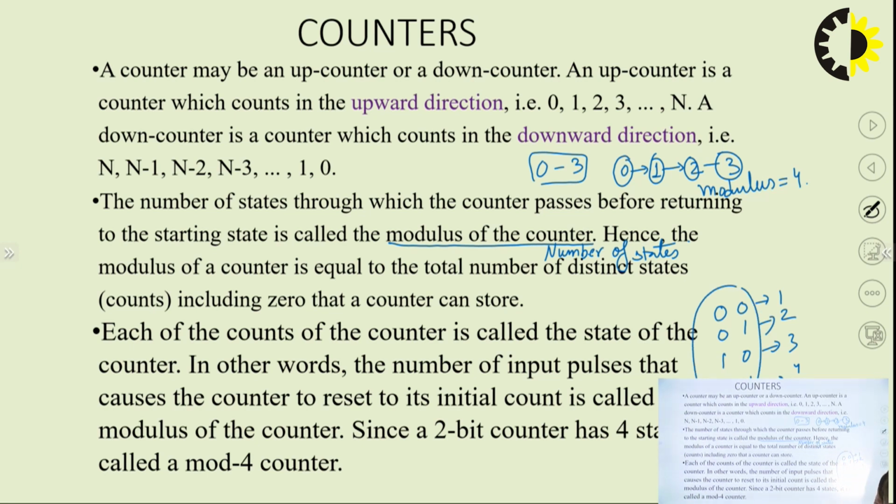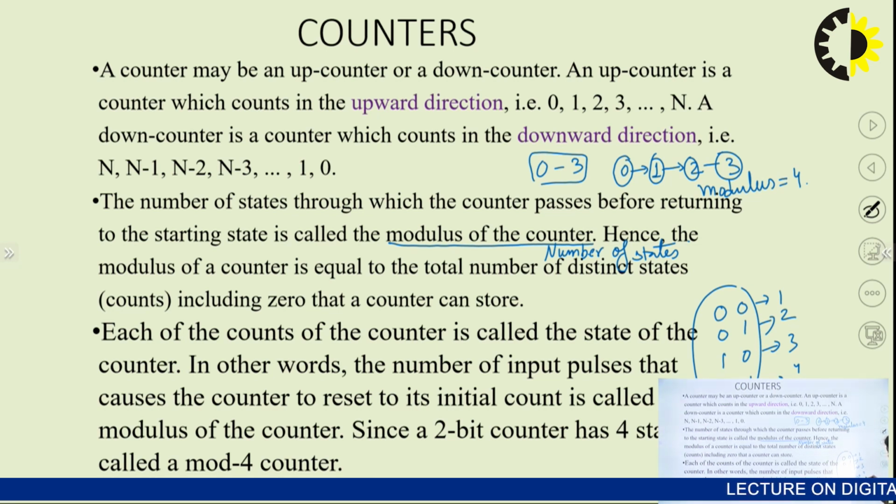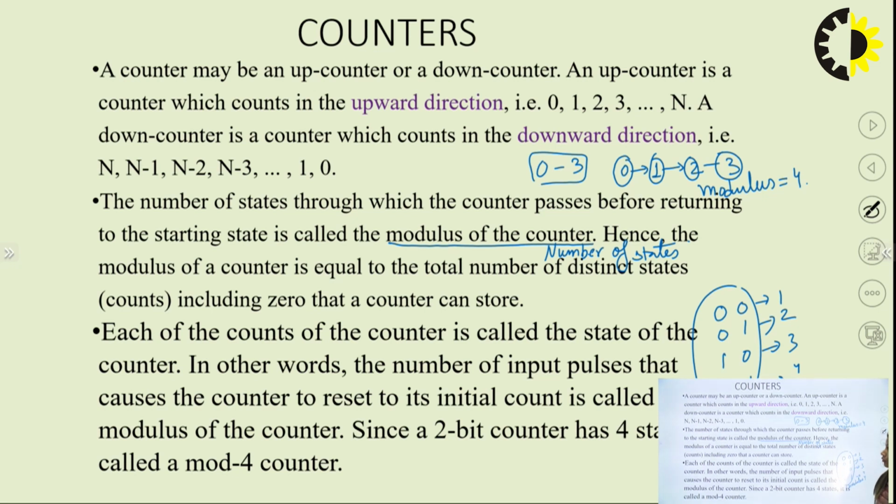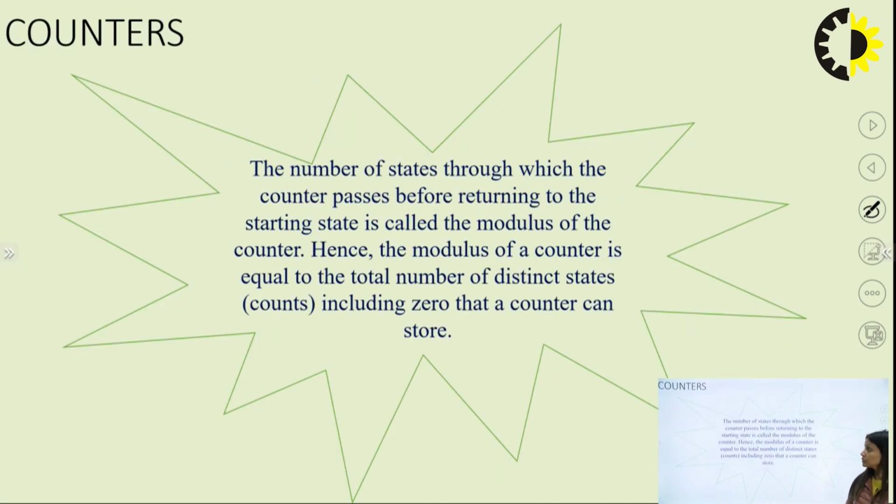The counter of 2 bits will have 4 states and the modulus of the counter will be modulus 4, right? Since a 2-bit counter has 4 states, it is known as a mod 4 counter. I think it is now clear.